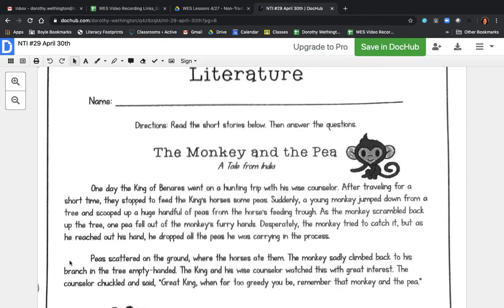One day the king of Benares went on a hunting trip with his wise counselor. After traveling for a short time, they stopped to feed the king's horses some peas. Suddenly, a young monkey jumped down from a tree and scooped up a huge handful of peas from the horses' feeding trough. As the monkey scrambled back up the tree, one pea fell out of the monkey's furry hands. Desperately, the monkey tried to catch it, but as he reached out his hand, he dropped all the peas he was carrying in the process.